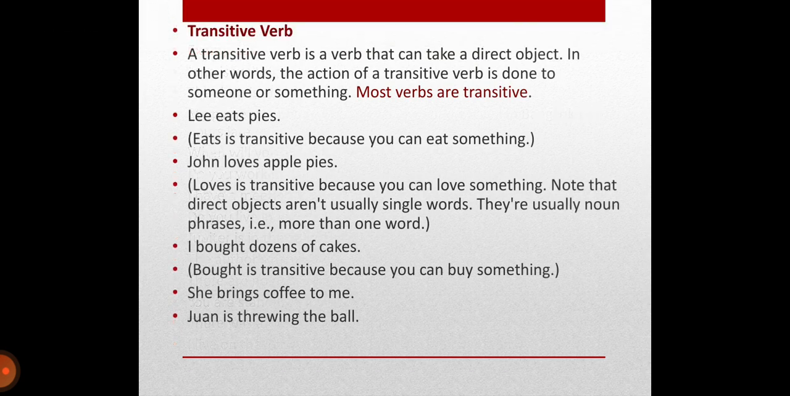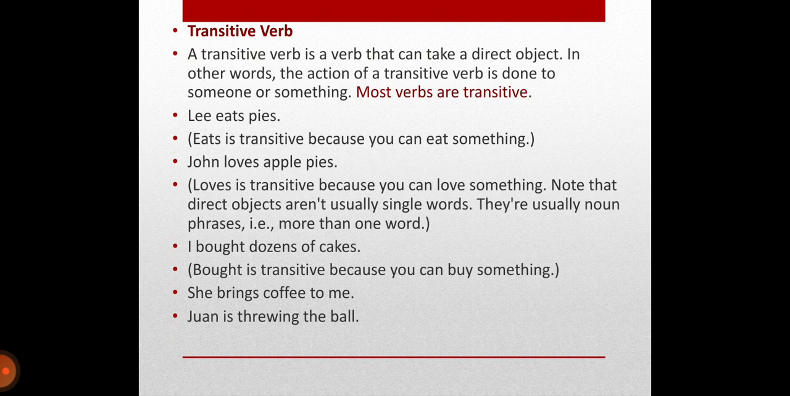Now we have transitive verbs. First, let us understand why we call them transitive verbs. A transitive verb is a verb that can take a direct object. In other words, the action of the transitive verb is done to someone or something.